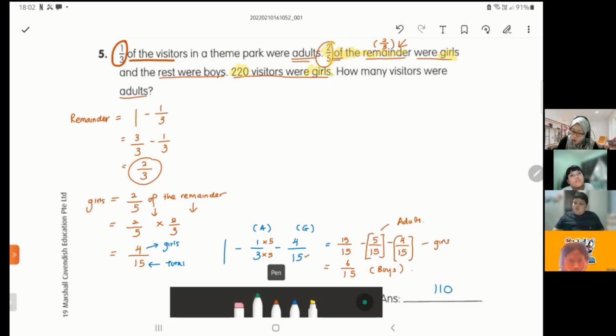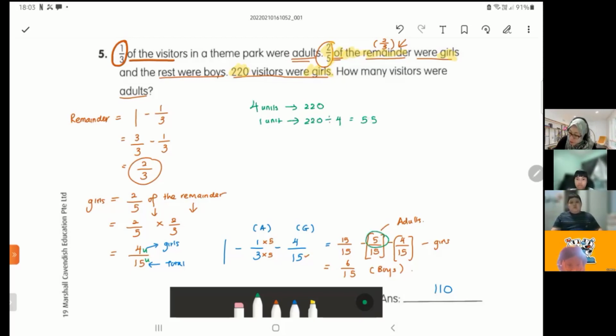So girls is 4/15. 4 units out of 15 units. I'm going to use units. Okay, so 4 units is 220. 1 unit is 220 divided by 4 equals 55. How many visitors were adults? Now I want my adults, right? So here, 5 what? 5 units. Okay, so 5 units is 55 times 5 equals 275. This is my answer. 275 is my answer. Okay.